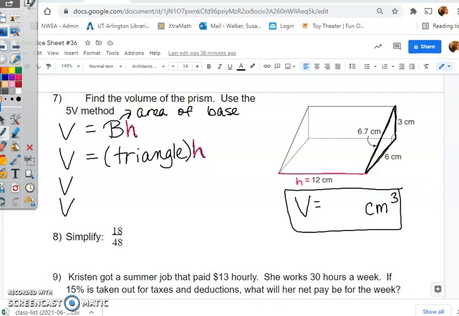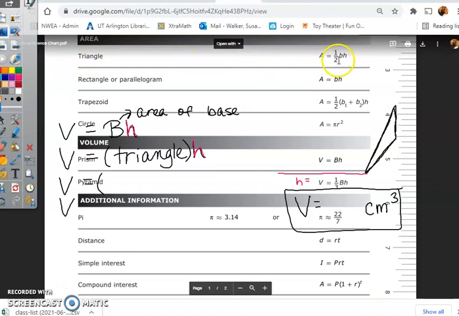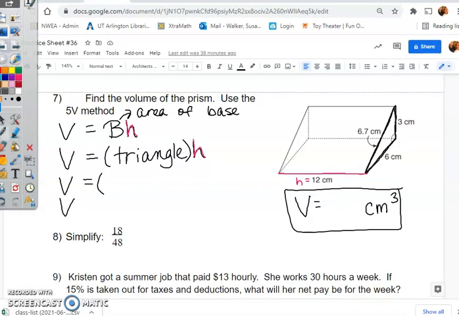So then, when we come down here, we want to use the formula for area of the triangle. Okay? So I'm going to go over here, triangle, half BH. Don't put A equals, okay? Because in this case, big B is like A. So we're subbing the area for the formula, which is half BH. And remember, this H is different than this H, okay? This H comes from the triangle.